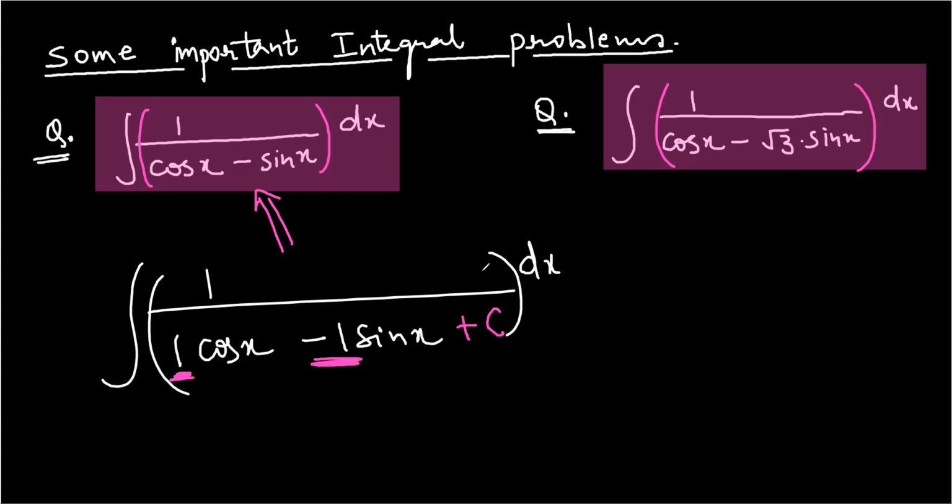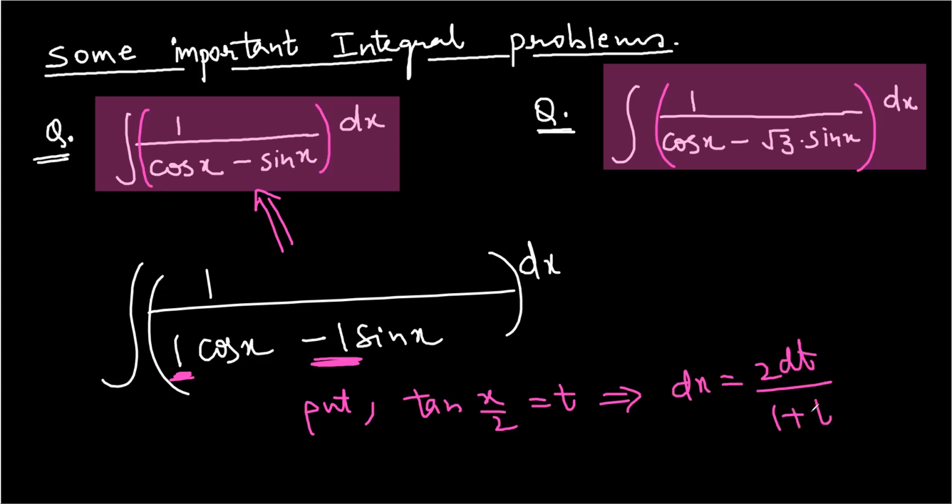And you know the complete method, students. The method is you will put tan x by 2 as t. I think that was done in lecture number 13 or 14. You can just check. If you haven't seen that video, you can check that. Put tan x by 2 equals t. Then x by 2 is tan inverse t, x is 2 tan inverse t, so you will get dx is equal to 2 dt upon 1 plus t square.